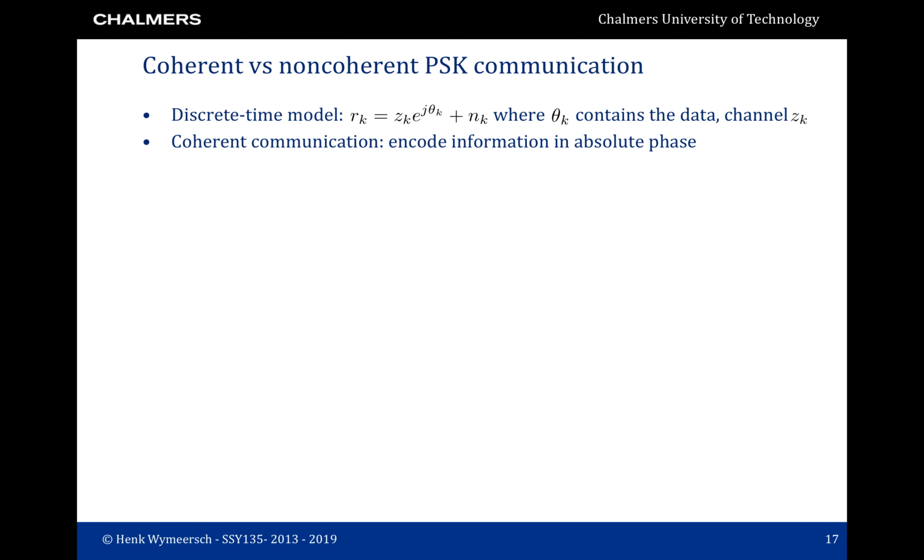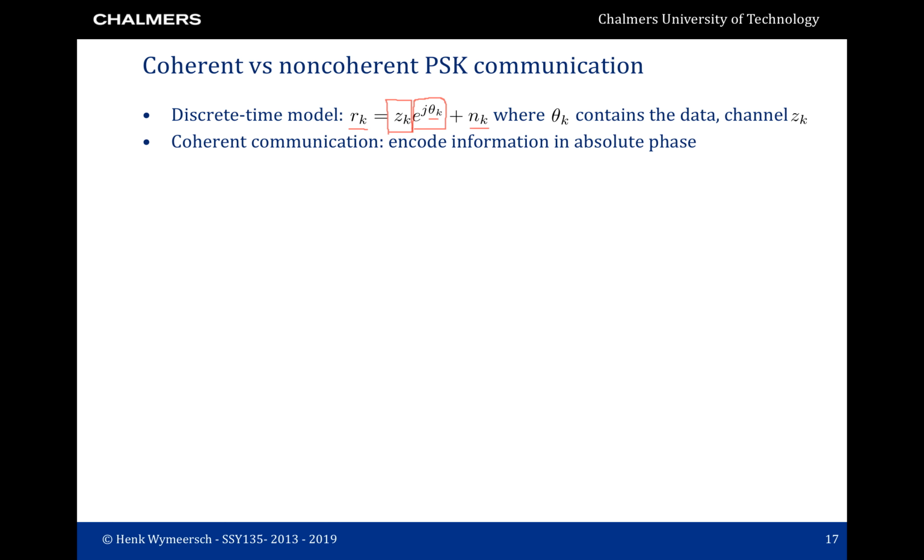Finally, we will talk about the difference between coherent and non-coherent phase shift keying. Consider the following model, where we have an observation Rk, noise Nk, and now the transmitted signal is of a bit strange form. We only use phases, so this is the transmitted signal, where theta k contains the data. So bits are mapped to phases, as in MPSK. Zk is a complex channel, so this is a channel that varies over time.